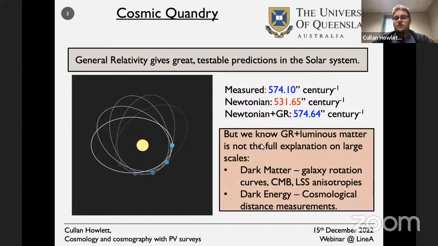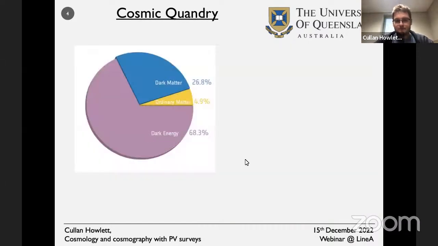However, in the last 100 years, we found that GR plus the luminous matter that we see in the universe cannot be the full explanation. In particular, we found two components that we still don't know what they are. One of these is called dark matter, and evidence for this comes from things like galaxy rotation curves, the anisotropies in the cosmic microwave background, and in the positions of galaxies. And then we also have a phenomenon called dark energy, whose presence is derived from distance measurements using supernovae, but also nowadays with other forms of distance measurements, such as those coming from large-scale structure probes. And basically, we're in a bit of a quandary now in cosmology, due to the fact that 95% of our universe is required to be made up of this dark matter and dark energy, but we still don't know what they are.